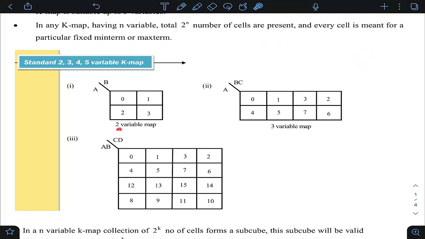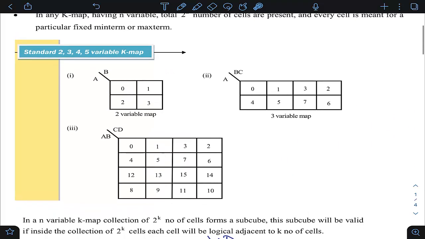Like for a 2 variable case, the map contains 2 power 2, that is 4 cells. So you can see we have 4 cells, basically 4 boxes. Similarly, if we use a 3 variable map, we have 2 raised to power 3, 8 cells. If you are using a 4 variable case, we have 2 raised to power 4, 16 cells. So the number of cells in a K-map is always 2 raised to power n, where n indicates the number of Boolean variables.